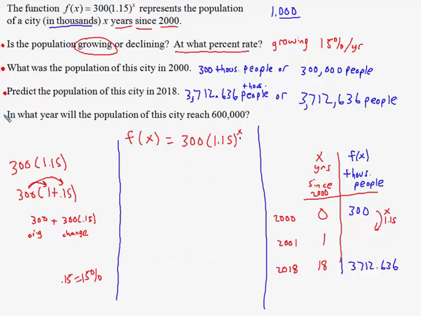The last one I haven't done is in what year? And remember, X is in years. So we don't know X. We're actually asking for X. Find X. In what year will the population reach 600,000?